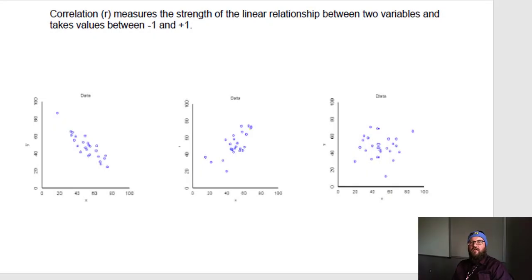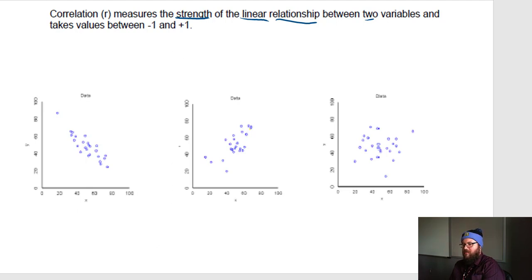Okay, today guys we're going to talk about 2.3 and 2.4, which deals with correlation and statistics. So correlation, as you can see right here on the screen, is r, your lowercase r, which measures the strength of the linear relationship between two variables and takes the values between -1 and +1. So again, it measures the strength of the linear relationship between two variables. The correlation is notated by lowercase r.